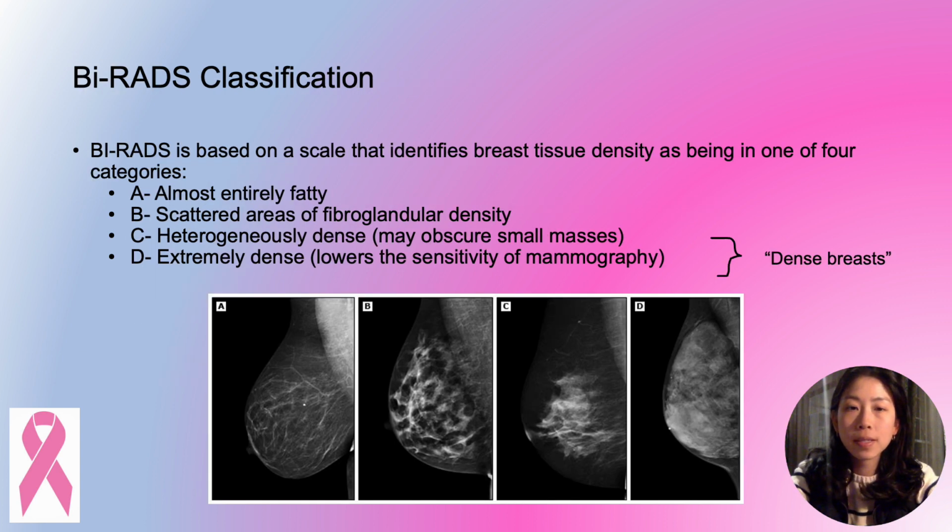So we use BI-RADS classification as a scale that allows us to identify breast tissue density as being in one of four categories. Category A is almost entirely fatty tissue. Category B is a scattered area of fibroglandular density. Category C is heterogeneously dense, which may obscure small masses. And category D is extremely dense breast tissue, which lowers the sensitivity of mammograms. And BI-RADS categories C and D are what we use when we're referring to dense breast tissue.